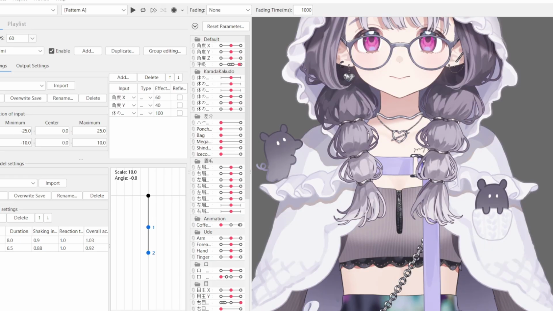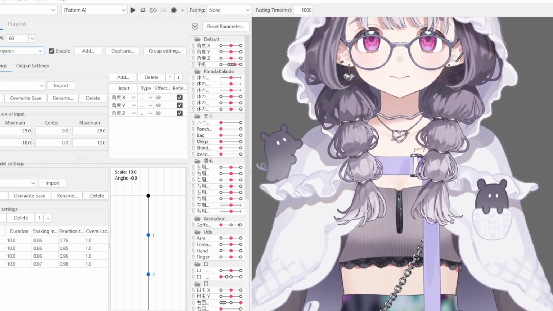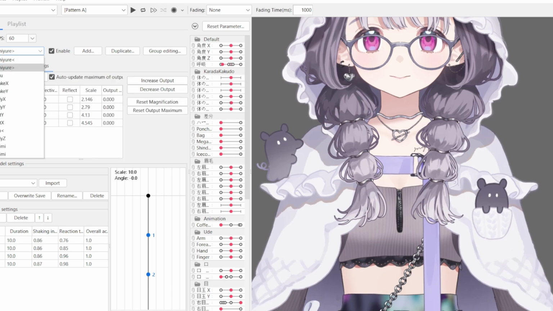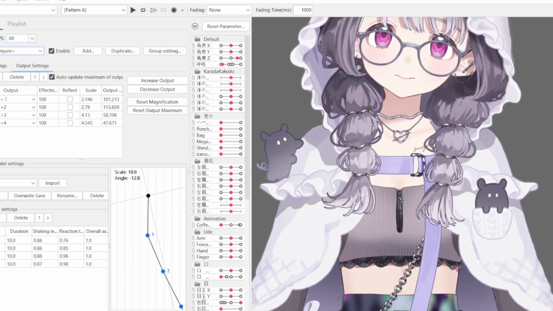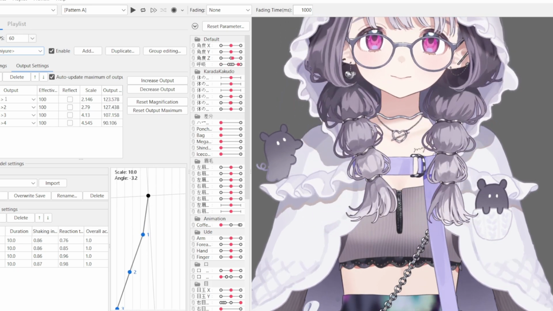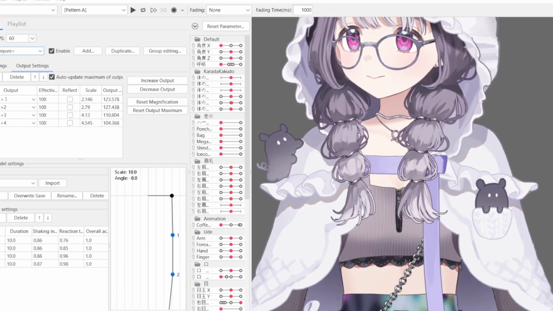And in the physics settings, I have 2 hair sways, one left and one right, and I just made the right one opposite to the left one during X and Z. So here and here.